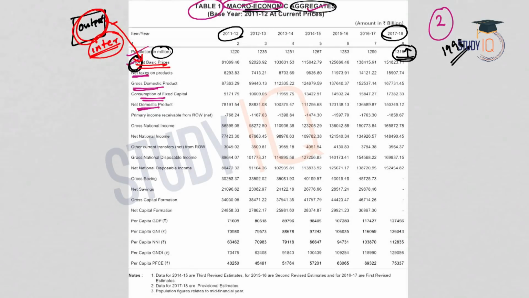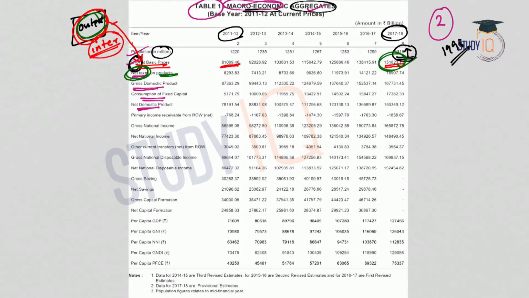So GVA at basic prices from 2011-12 to 2017-18 has been made. So from this it is clear there is an increase in the GVA. So what is the impact of increase in the GVA? When the gross value added in an economy increases, it means the final output in the economy has increased. It indicates there is higher production levels in the economy. So GVA has increased.